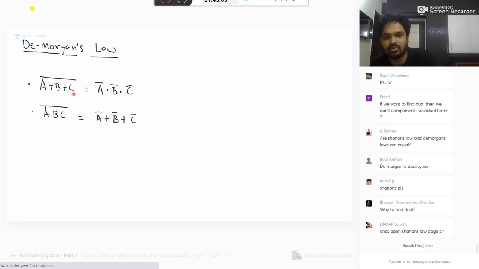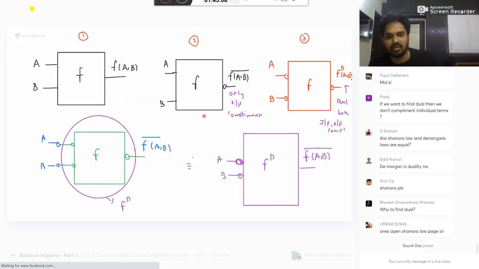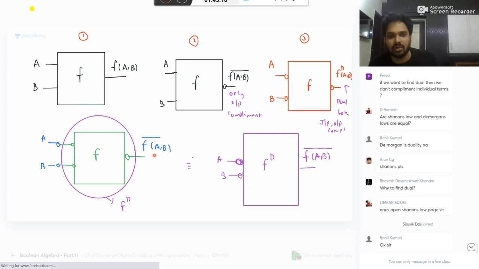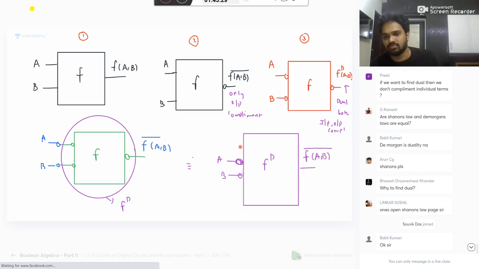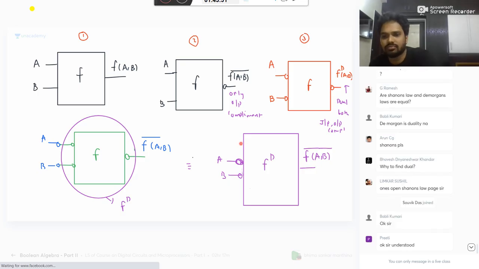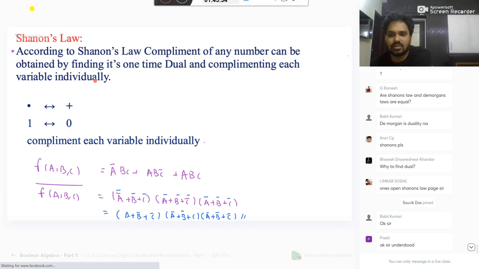Bhavesh, what happens? You come back to the same question again. See here, to find the function complement, it is equal to the dual and complementing each variable. From this, you can say Shannon's law is the same as this. So Shannon's law is saying that to find the complement of any function, you can do it by finding its one-time dual and complementing each variable. That is proved here. Okay. Now in this Shannon's law, does someone have a doubt? Please ask me. Sushil?